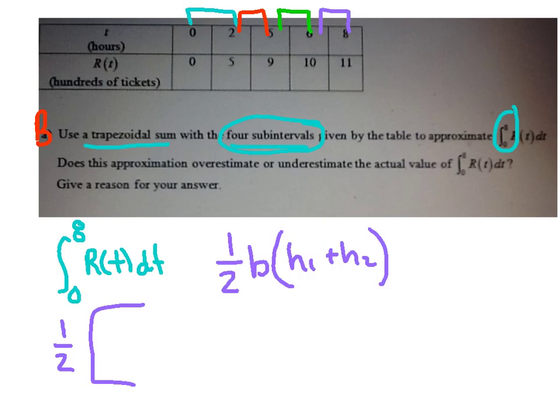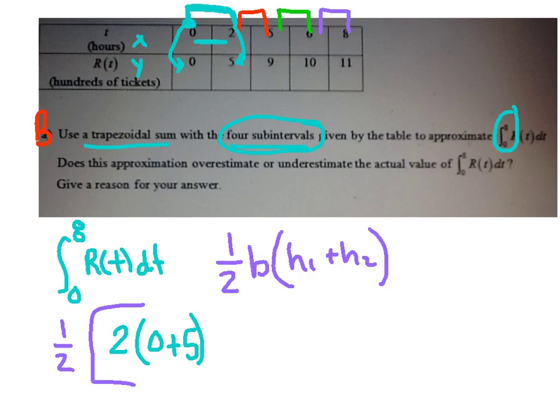Alright, so this first section is going to represent trapezoid 1. So I'm going to use my blue here. The base, of course, is the bottom. This is like your x and this is your y. The base is your x value. So my base between 0 and 2 is 2. And now I have to add my two heights together. Well, basically it's the height at 0, which is my y value at 0, so that's 0, plus my height at 2, which is 5.